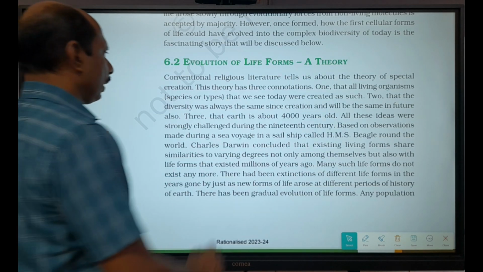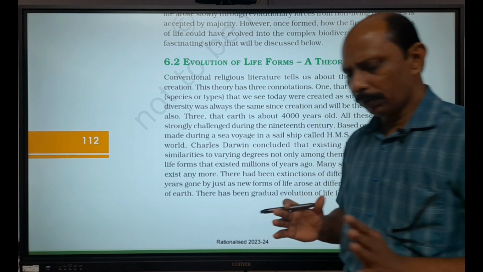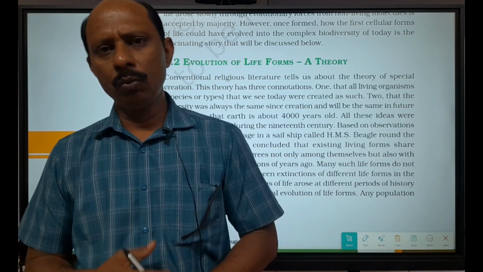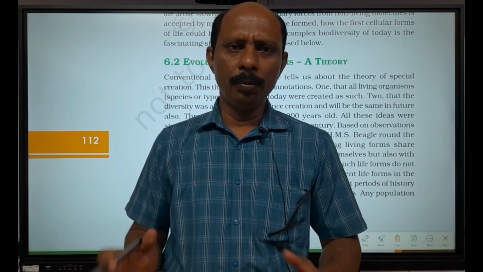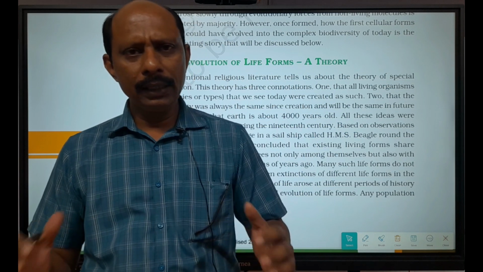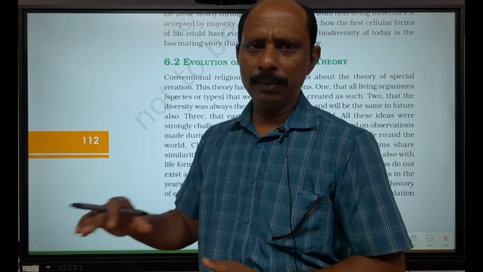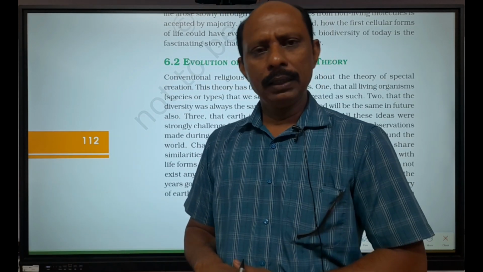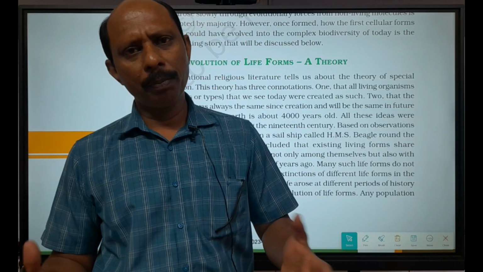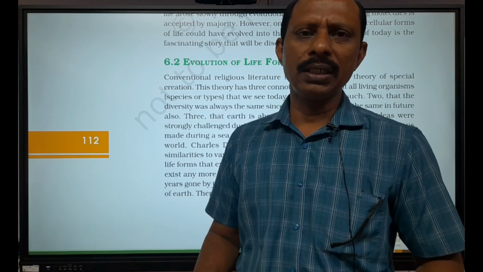Conventional religious literature. Religious means, in Hindu religion, Brahma makes all the living organisms. Humans means we have Manu and his wife, through whom humans evolved. In all the religions, they said that the creatures which exist today were already formed on their very first day. In Christianity, according to the Bible, God made all these things as they are today. There is no evolution. No evolution means no change is occurring.